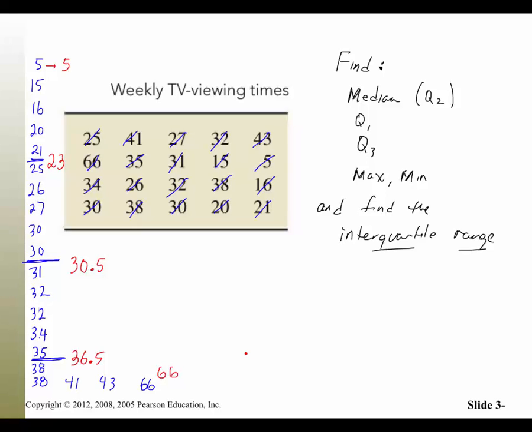Okay, so I got 5, 23, 30.5, 36.5, and 66. Agree? Someone agrees over there? Make sense? So this is the min. This is Q1. Q2, which is the same as the median. Q3, max. This is called the 5-number summary. Chopping it up into 25% buckets, 25% of the data in each bucket.